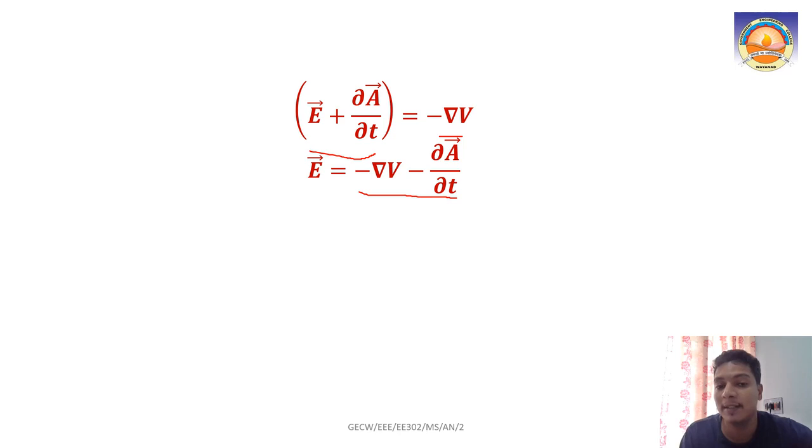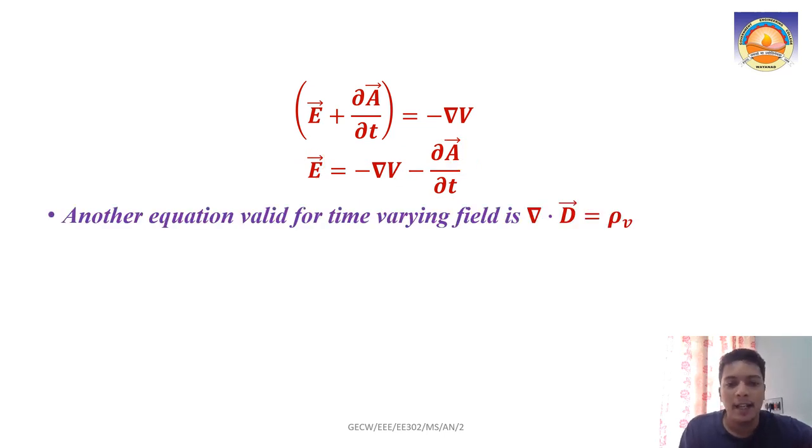Interestingly, what has it become? The electric field intensity is written in terms of the electrostatic scalar potential and the magnetic vector potential. In terms of that, we have written the electric field intensity here, right? This is an important part. Now, another equation: this is from del dot B equal to 0, where we introduced the vector A.